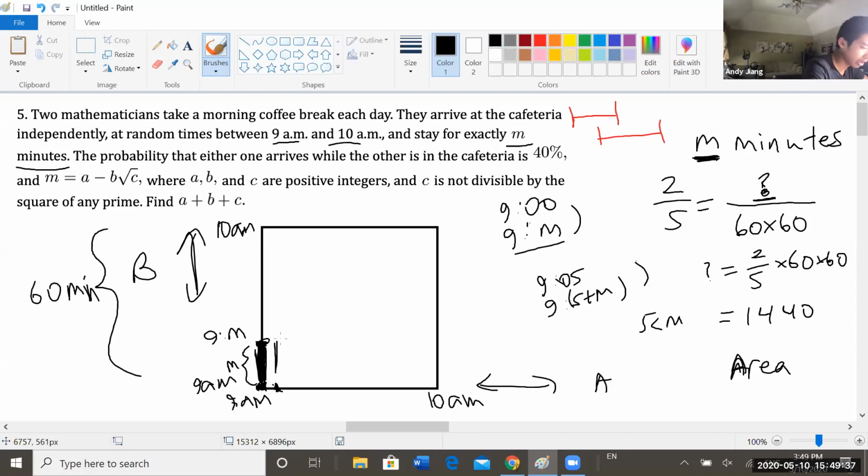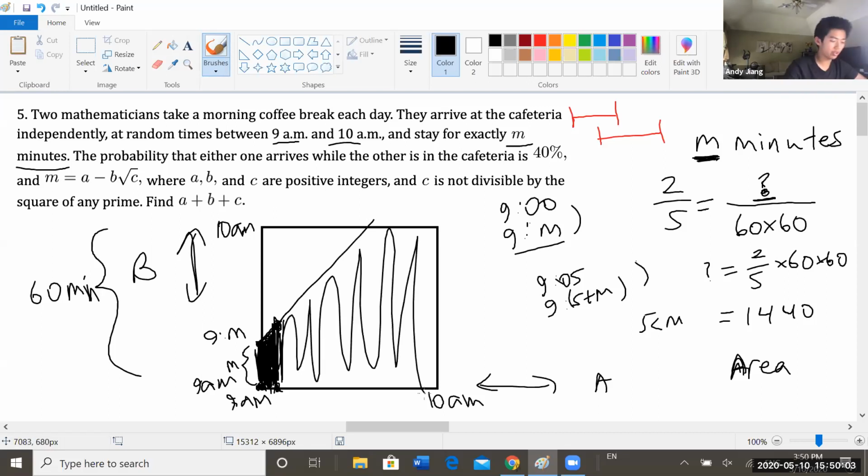So my line that works is actually a little bigger this time because B can go from 9 a.m. up to 9:05 plus m. And then I'll assume that all of the times between 9:05 and 9 o'clock work the same way. So does this keep going like that? Well, is it just going to end up being this area? Well, it shouldn't.